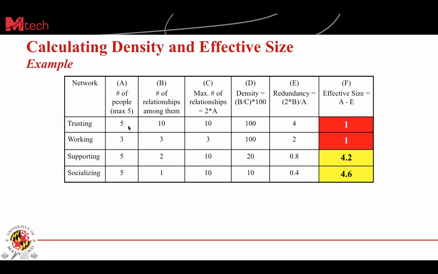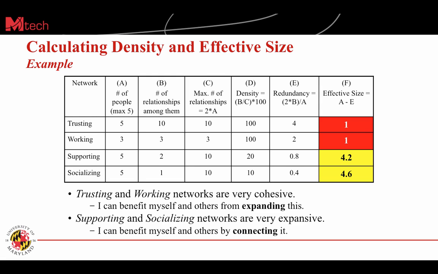This essentially means that although we have 5 people in our trusted circle, because everyone knows everyone and the maximum number of relationships exist, we have an effective size of 1. What this would suggest is that our trusting as well as our working relationships, because the number is so low and because the number is 1, would benefit both myself and them from expanding the relationships. They're very cohesive, and I would benefit from working with more people and perhaps expanding my trust circle a bit. That way I get different inputs and different perspectives and different ideas. That way my work involves people that are new and have fresh perspectives.